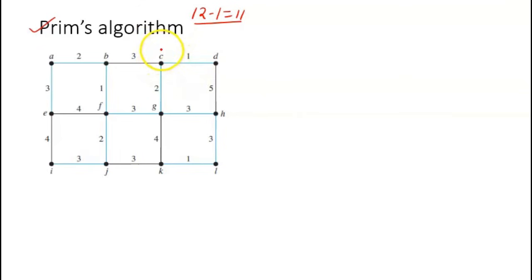So in step 1, when I select the edge CD, the edge CD has two vertices, one is C and another is D. So in the next step, I am going to look at all those edges which are either incident on C or D, and then out of all those edges, I am going to select the one with the minimum weight. And we will continue this process.